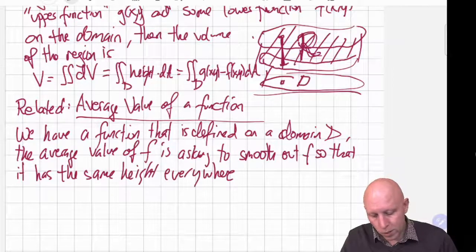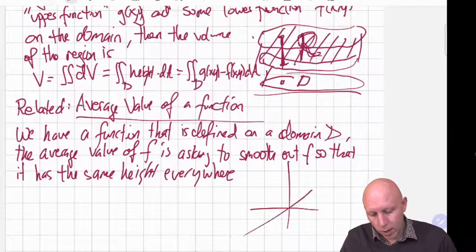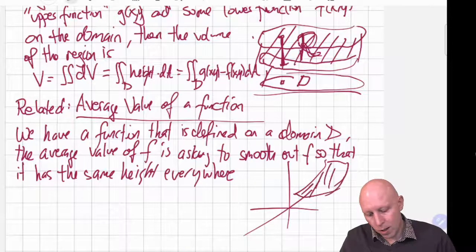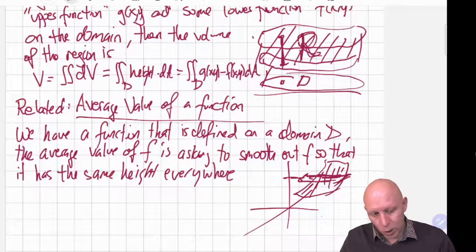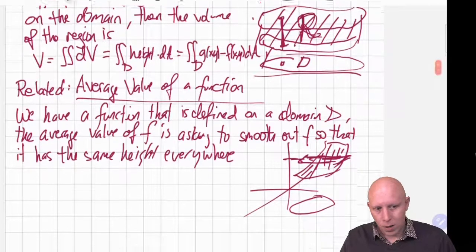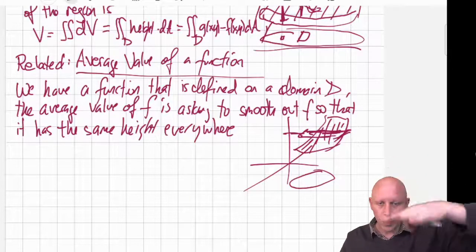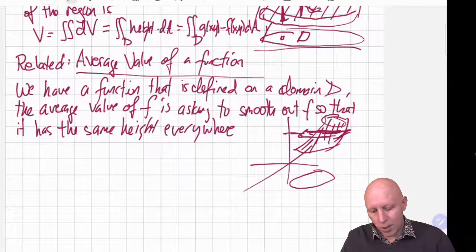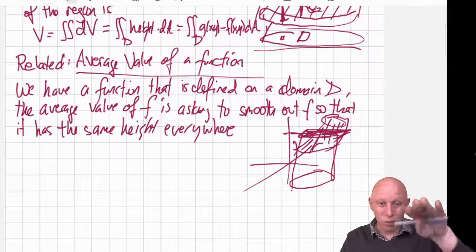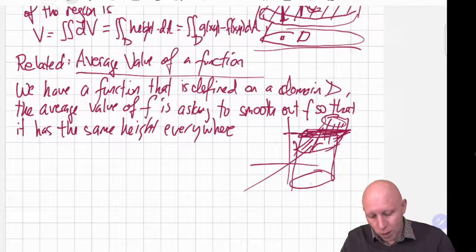So I'll show a picture of this in a second in Mathematica, but if you've got some function that's got some low parts and some high parts, well, what we're looking for is what's the average value for this function over this domain. Right? So we're flattening this down so that now there's no high parts, there's no low parts, it's all been evened out. So we have basically now a cylinder over whatever our domain was.